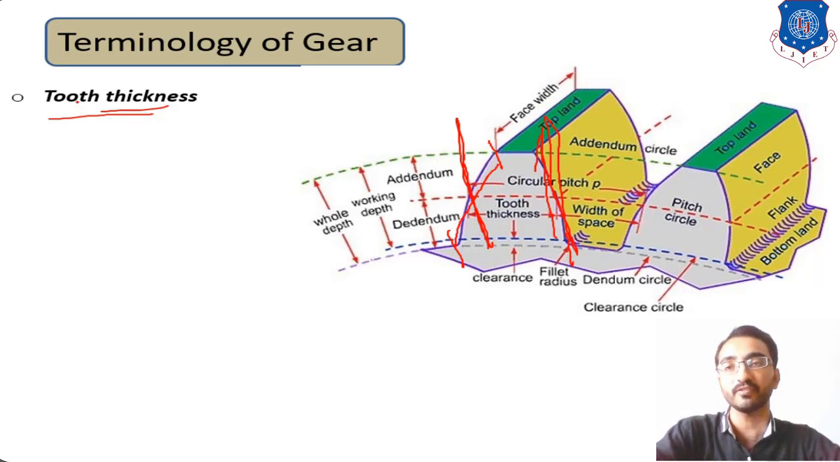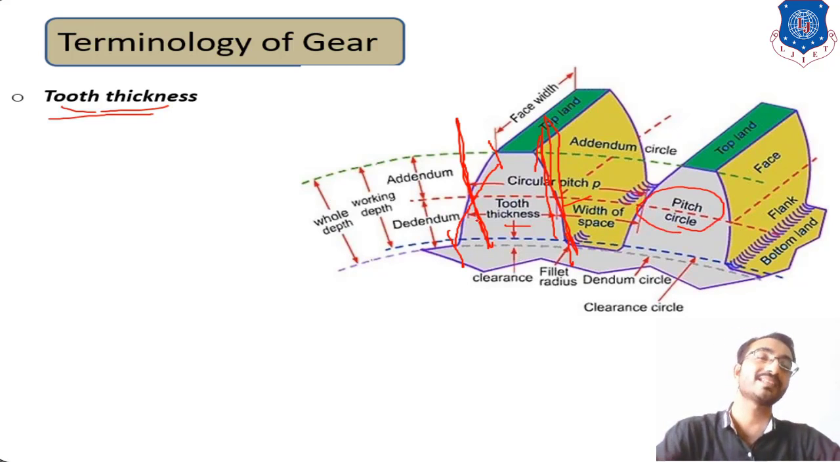Okay, so the first one is tooth thickness. Over here we can simply say that the thickness of teeth, or we can say the width of gear teeth, measured along the circumference of a gear, and this circumference should be on the pitch circle. So we can simply say that the width, or thickness, of a gear tooth measured along the pitch circle is known as the tooth thickness.